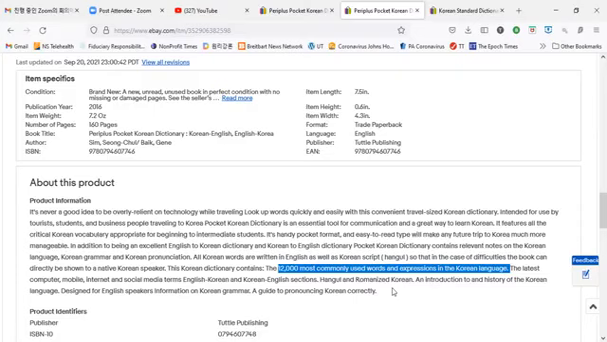I prefer just to go cold turkey and just get used to the Korean alphabet. Don't use the training wheels of romanization. That would be my recommendation. Okay, and here, designed for English speakers, information on Korean grammar, a guide to pronouncing Korean correctly. So it sounds okay. I'm a little bit leery by the fact that they're advertising for people who are traveling to Korea, and you are not traveling, so that doesn't really apply to you.